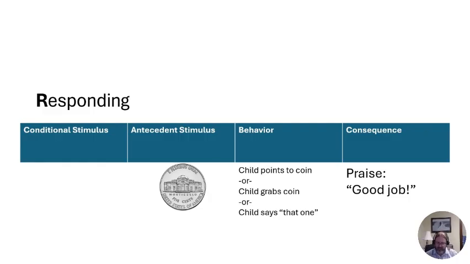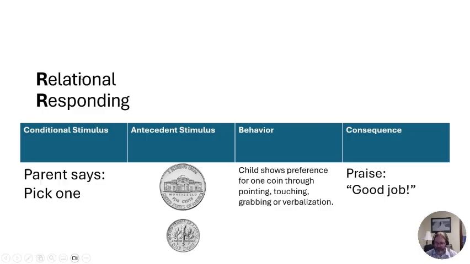Pretty easy to understand. Antecedent stimulus, in this case, it is an American coin, a nickel, and we want the person to respond to it. And so the response could be of any kind. They could point to it, they could grab it, they could say that one, some kind of response. And then, of course, we're going to give our attempt to reinforce that through a consequence, saying good job. So that's responding. Pretty straightforward.